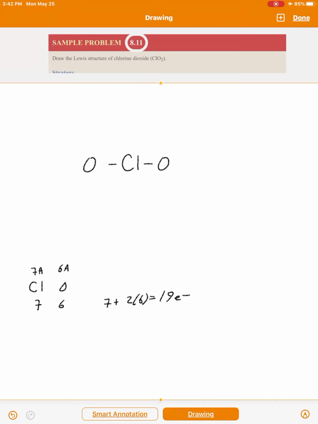So generally you follow the same routine. You get the surrounding atoms up to 8. I should say that we already used 4, so we're down to 15. And then we're just going to get the surrounding atoms up to 8. They generally will have 8. So there's 12. So we've got 3 left. And then we just put them on the central atom.